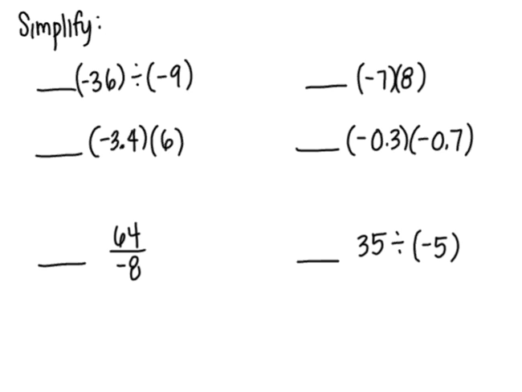In our next slide, we have division, but we also have more multiplication, and this time we'll be multiplying with decimals. Your sign rules still hold though. In my first one, I have negative 36 divided by negative 9. They have the same sign, so my result will be positive, and it would be a positive 4 because 36 divided by 9 is 4.